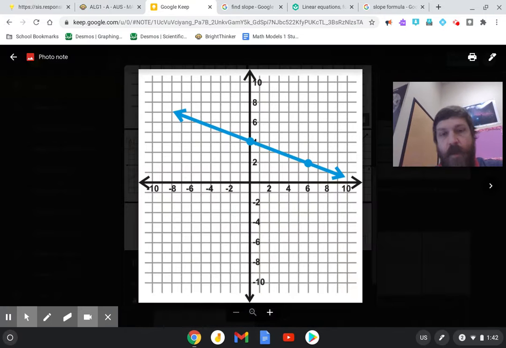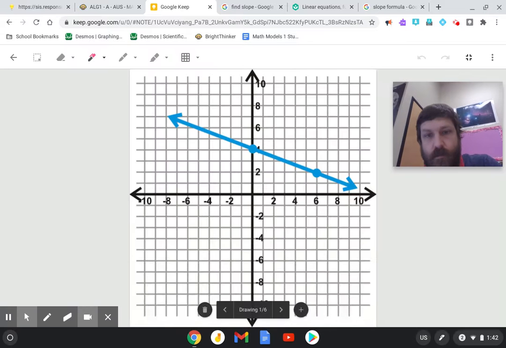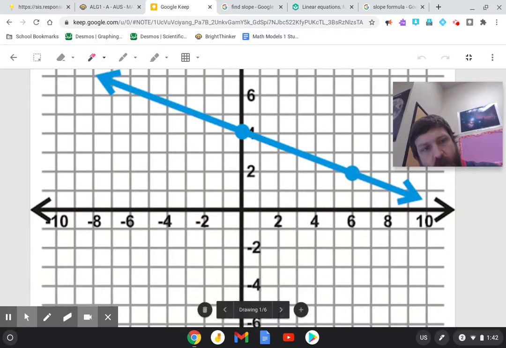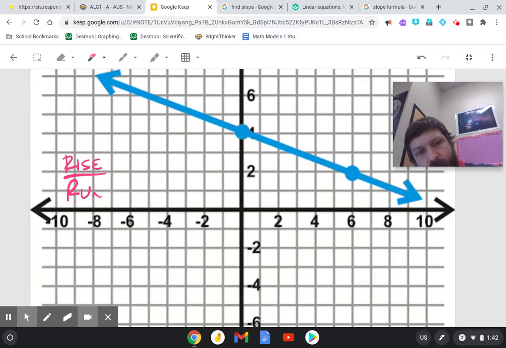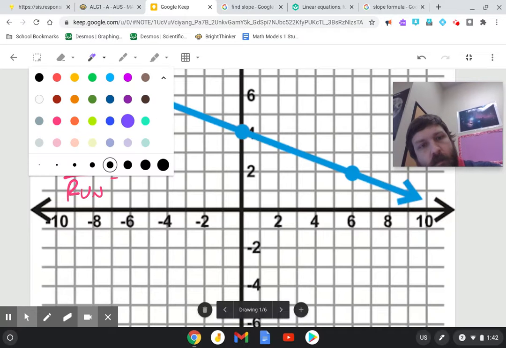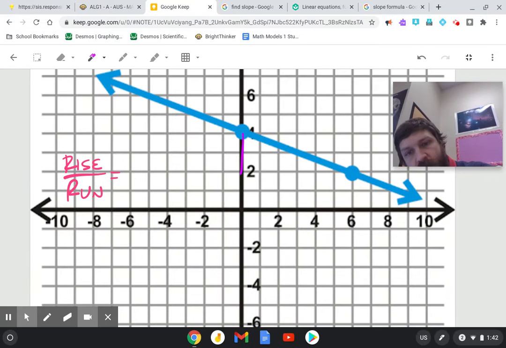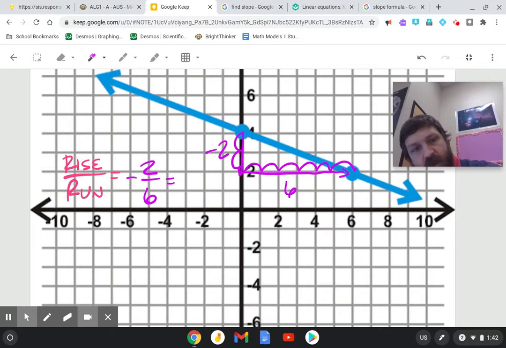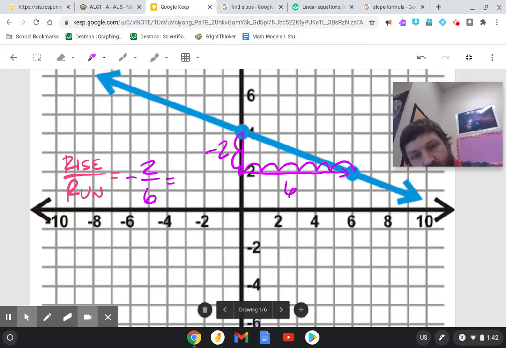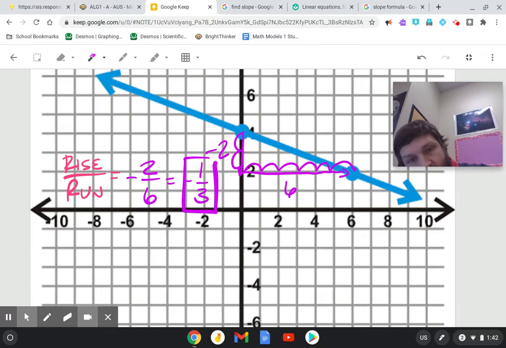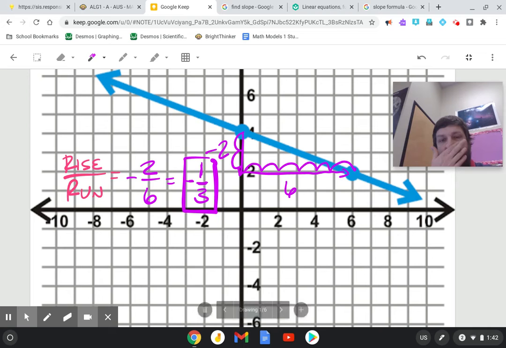Okay, I have one more example, and then we'll do the formula method. This one's a little hard to see. Let's zoom in a little bit. So again, we're looking at rise over run. This looks like it's going to go down 2 units. Over, let's see. So it's going to be down 2, over 1, 2, 3, 4, 5, 6, over 6. So down 2 over 6, that fraction can be reduced to be negative 1 over 3, which is the final answer, negative 1/3. So hopefully those examples are helpful.